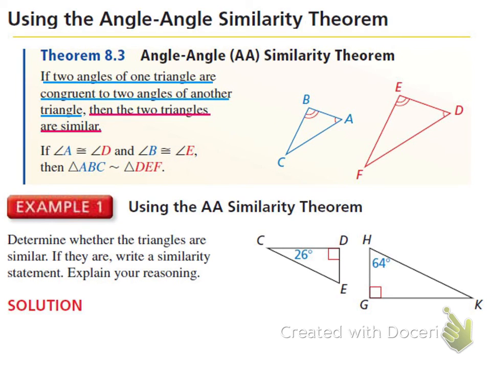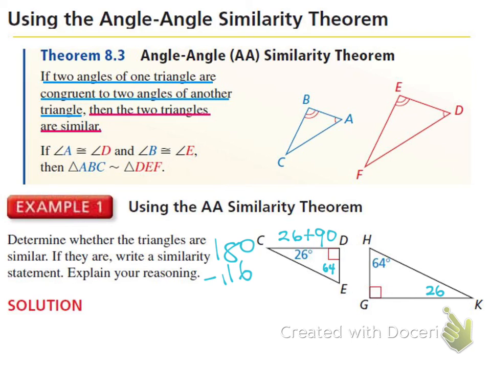Add them and then? Subtract from 180. What's 26 plus 90? It's 116, yeah. Subtract that from 180, we get 64. So in our other triangle, what's this blank angle? 26. So do we have two angles congruent to two angles? Yes. So we have similar figures here.